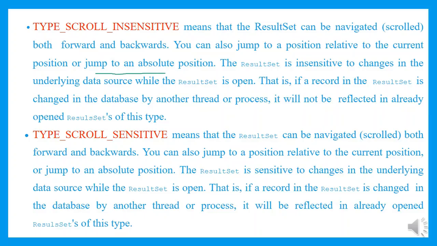The result set is insensitive to changes in the underlying data source while the result set is open. That is, if a record in the result set is changed in the database by another thread or process, it will not be reflected in an already open result set of this type. It means if one thread is performing manipulation, another thread is performing retrieval, with both threads open on different ResultSet interface objects.